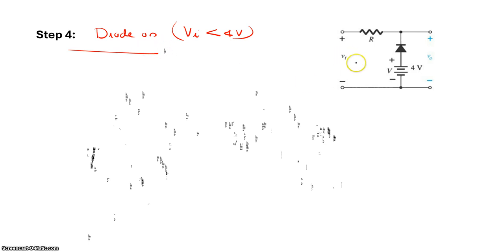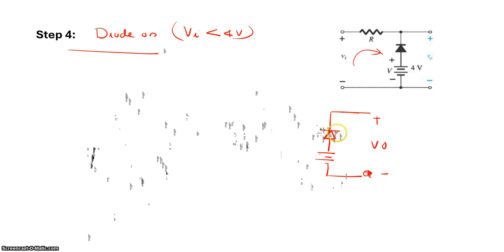So if the diode is on, you apply KVL. What will happen? You can apply KVL in this direction also, because the diode is on. Your output is here, right? You are taking your output here, and this is minus.